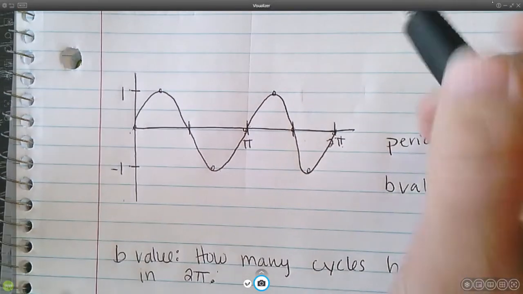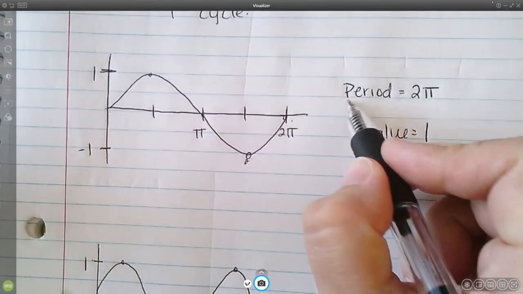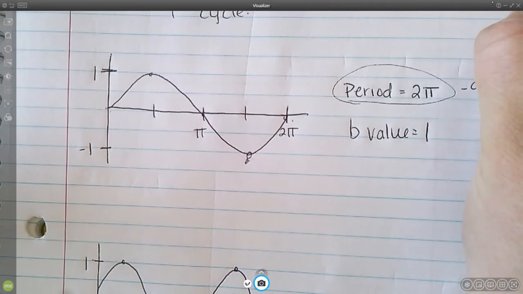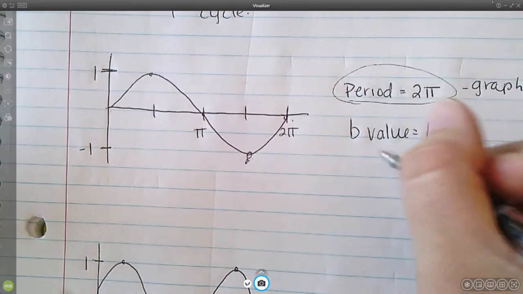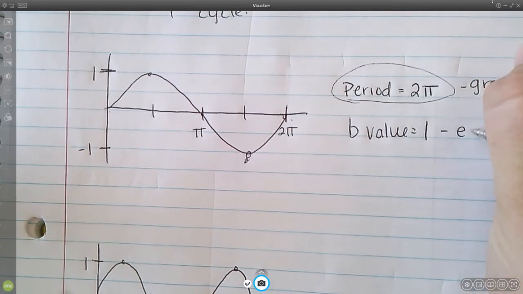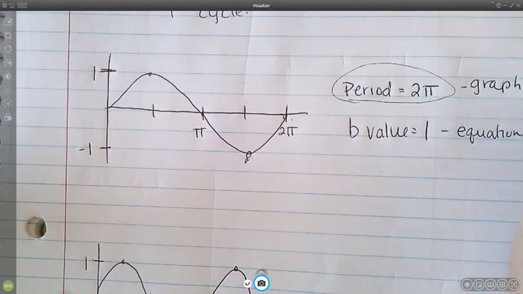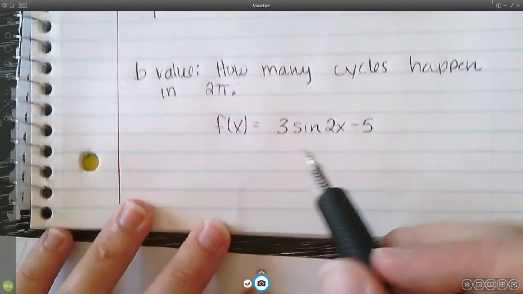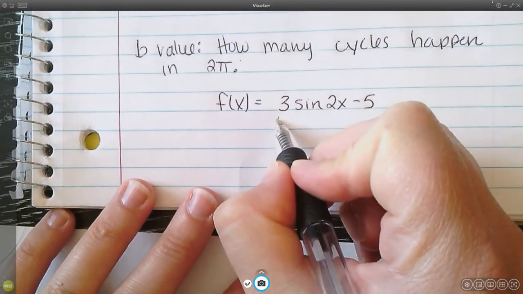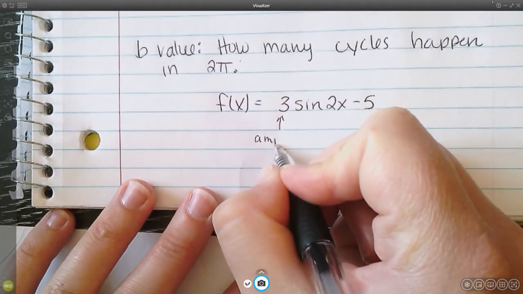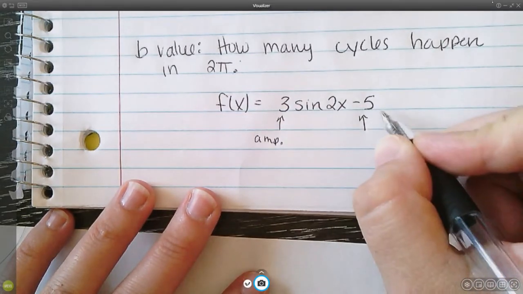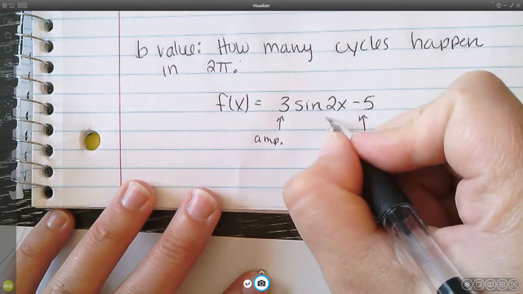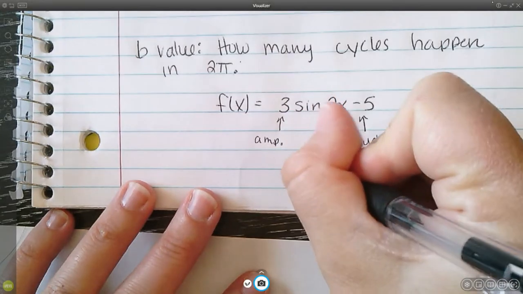Okay, so when you're talking about the period, this has to do with your graph. And the b value, this has to do with your equation that you write. So if I go down here, here's an example. Let's refresh our memory a little bit. This 3, this is your amplitude. This is your y displacement, so this is how far your graph goes up or down. This right here, this number, this is your b value.